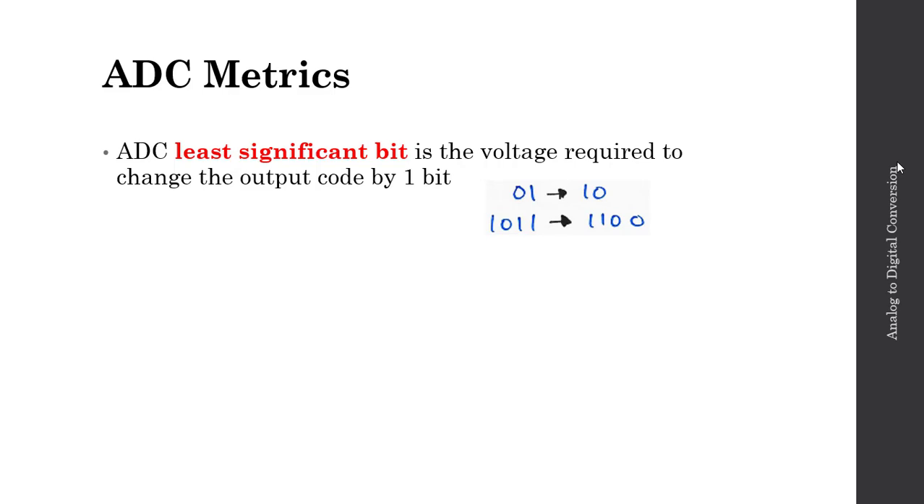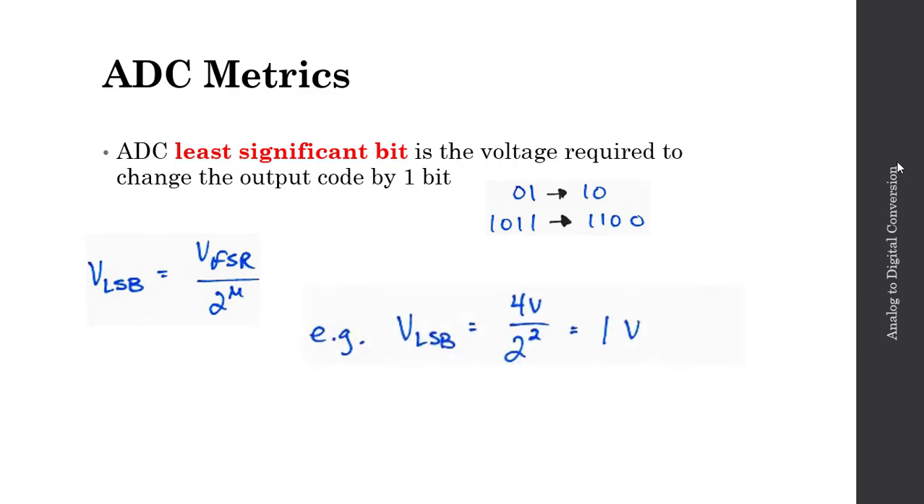So that voltage, that least significant bit voltage, which we're calling a voltage even though it has to do with bits, is defined as the full scale range voltage divided by 2 to the m bits, where m is the number of bits of my ADC. So for example, if I have, say, a 4-volt full scale range and I have a 2-bit ADC, my least significant bit voltage is going to be 4 divided by 2 squared. 4 divided by 4 is 1. So there's a 1-volt least significant bit for this example.